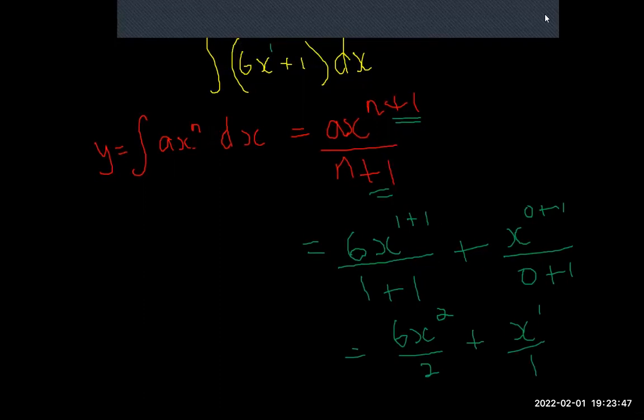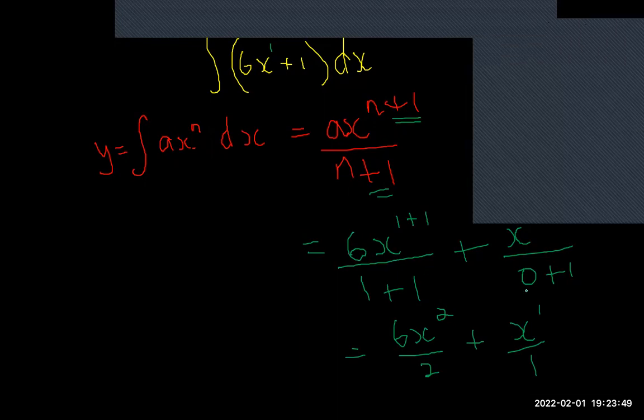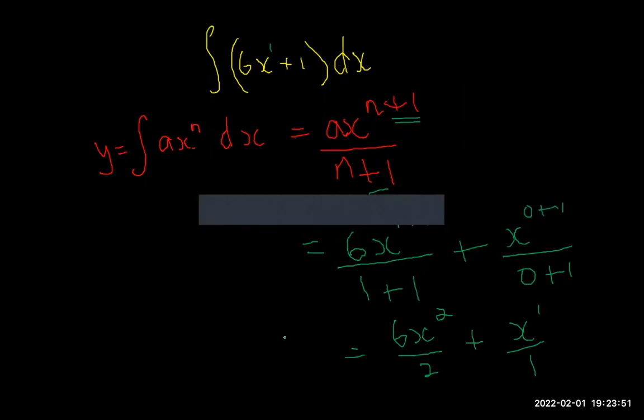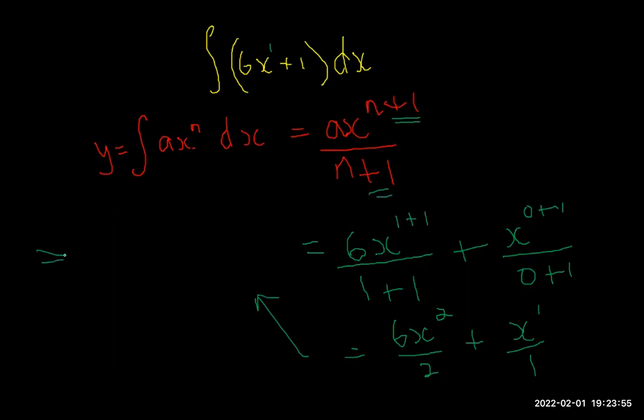0 plus 1 is 1 over 1. Hold on, right? People are joining. Okay. But I don't just leave it like this, right? I can simplify even more. We know whenever you can simplify, you have to continue simplifying, right? You can't just leave it like that.